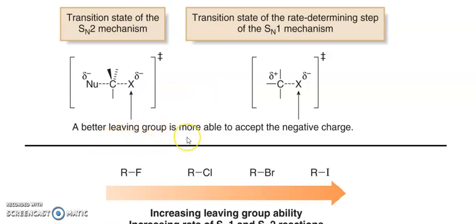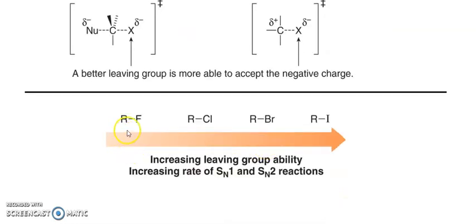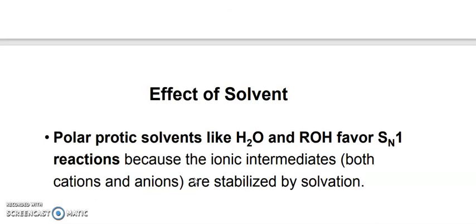So a better leaving group is more able to accept the negative charge. So you have RF, you have RCl, you have RBr, you have RI. Increasing leaving group ability increases the rate of Sn1 and Sn2 reactions.